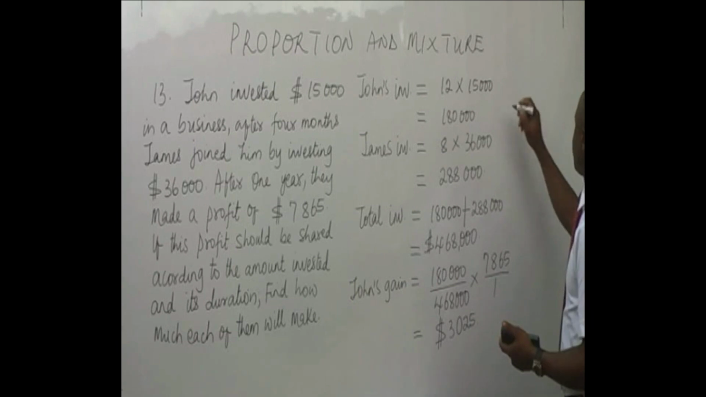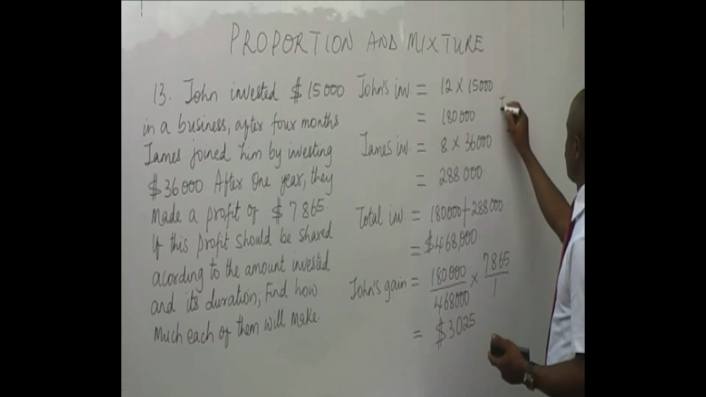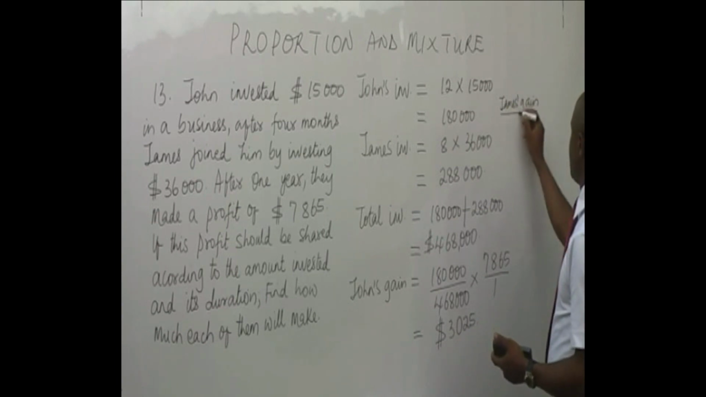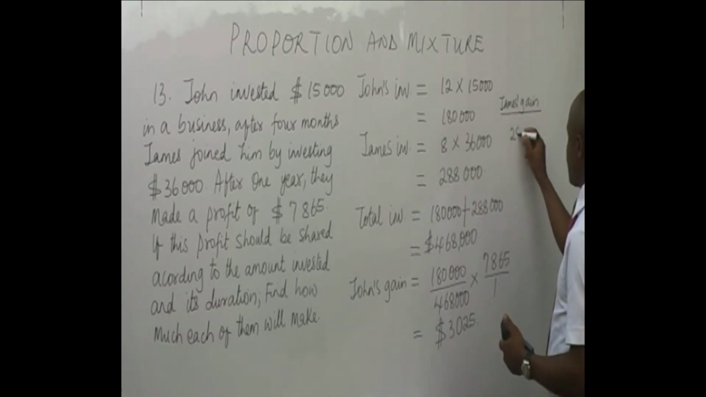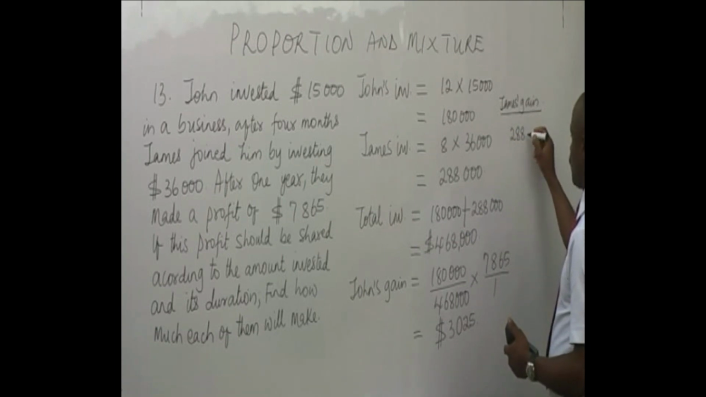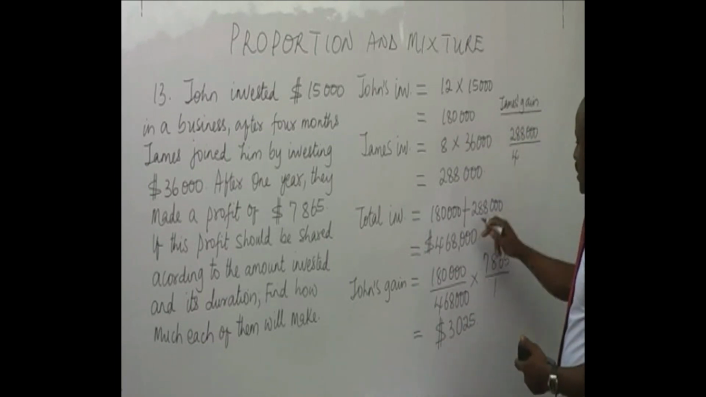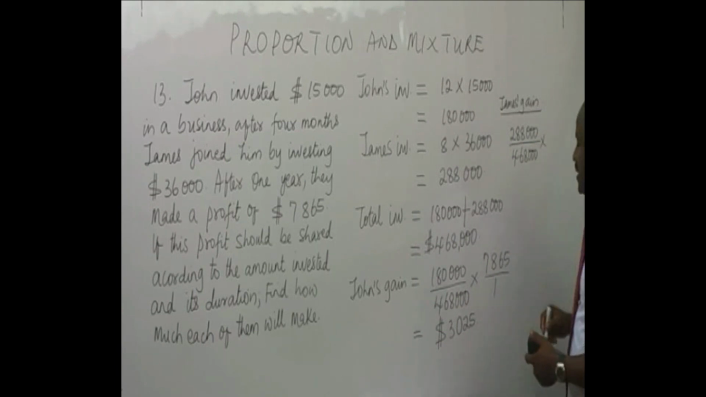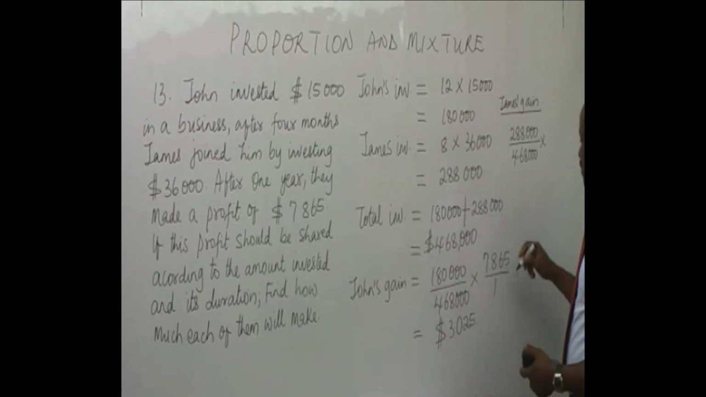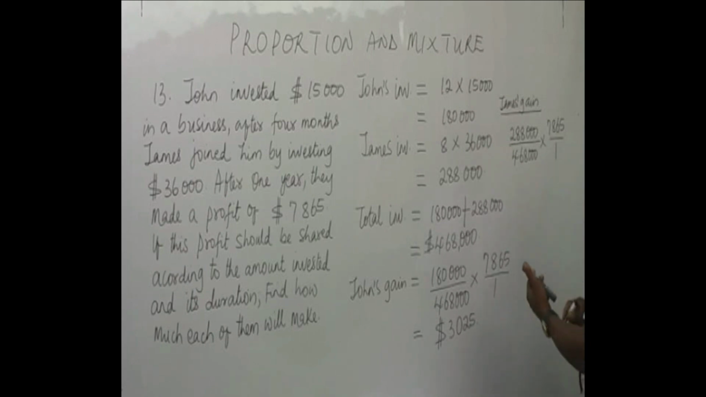Then James' gain is going to be James' investment, which is 288,000, divided by total investment, which is 468,000, times the gain they are sharing, which is 7,865, all over 1. Whatever we get here will be James' gain.